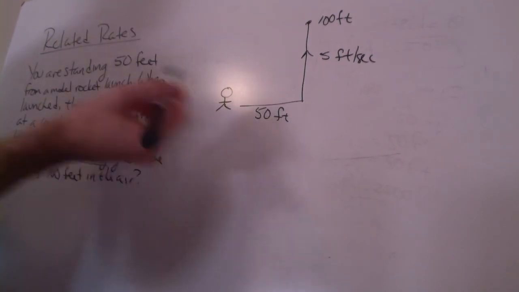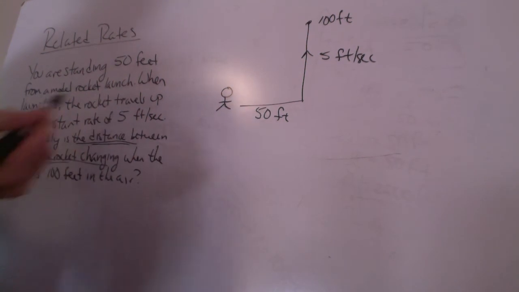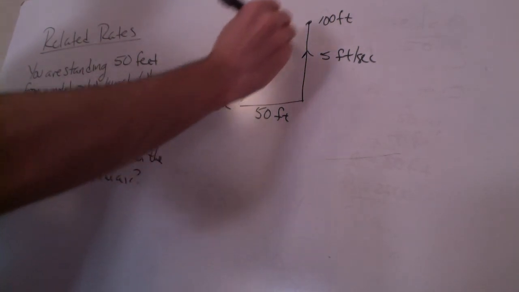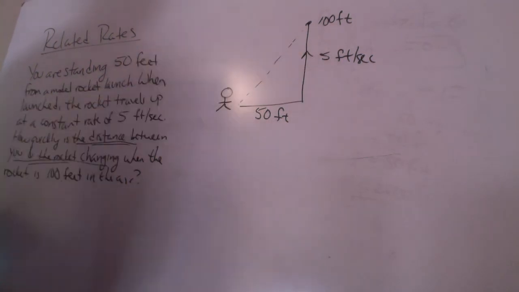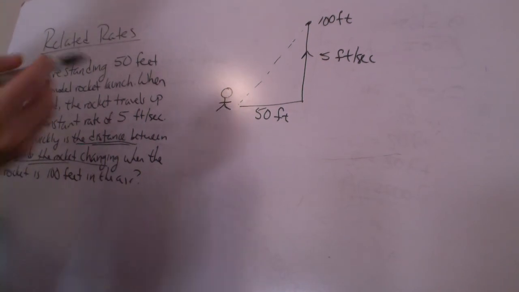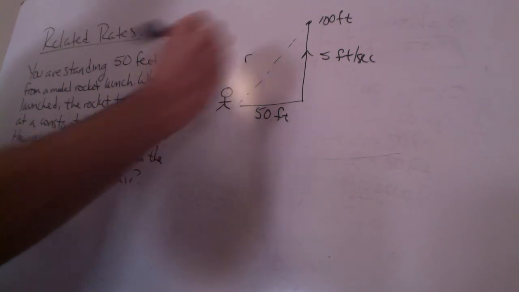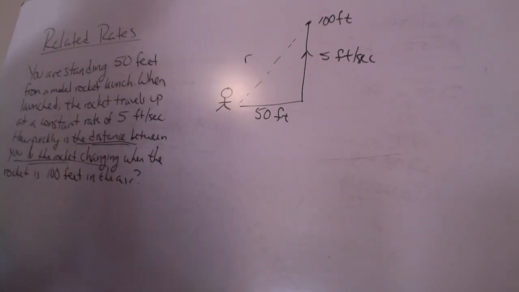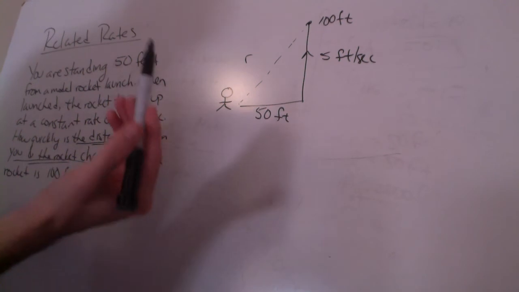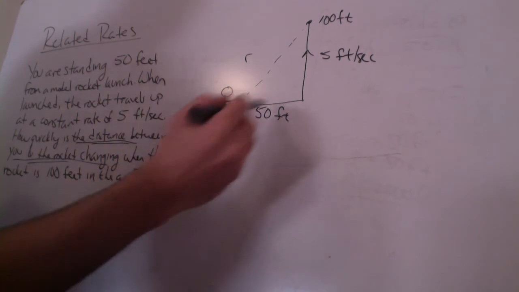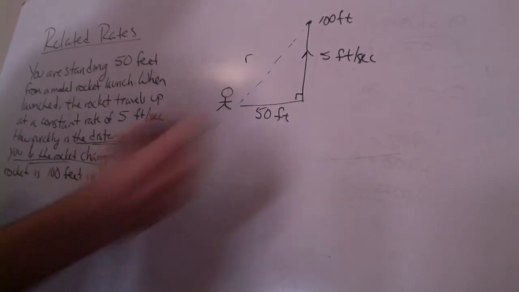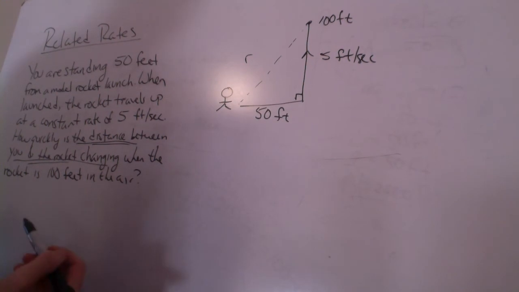So first, I'm going to add to my picture the distance between me and the rocket. It can be represented by this straight line here, connecting me to the rocket. I don't know what it is, and I need to find its rate of change. So, let me call this R. We can see here that since the rocket gets launched straight up, and I'm standing 50 feet away, the ground is nice and level, we have a right triangle here.